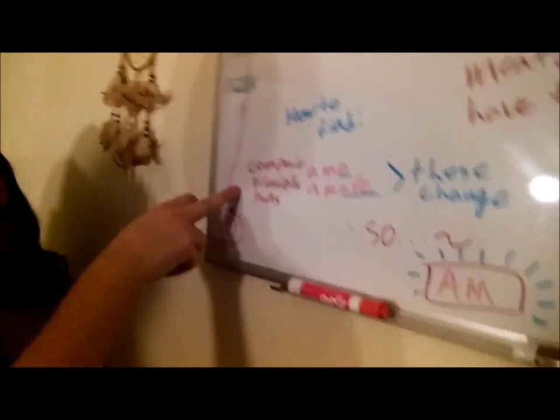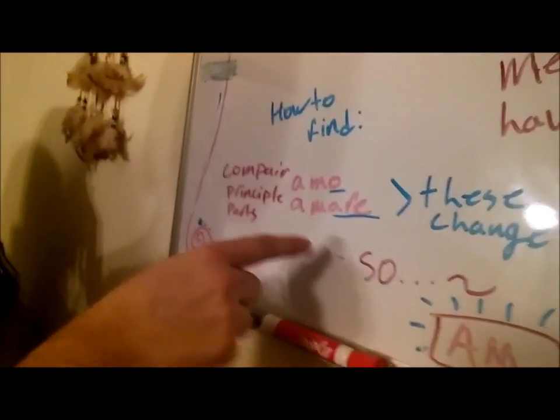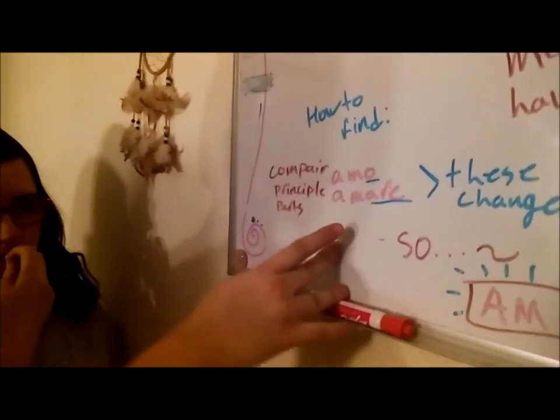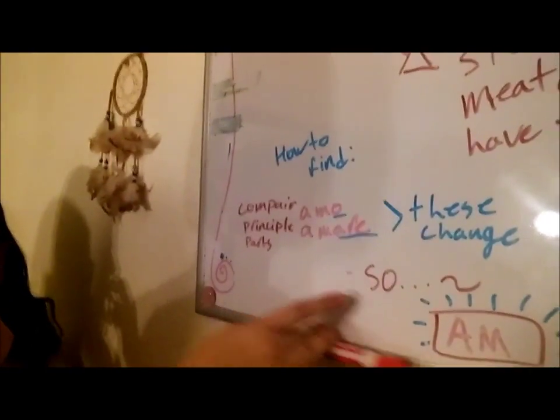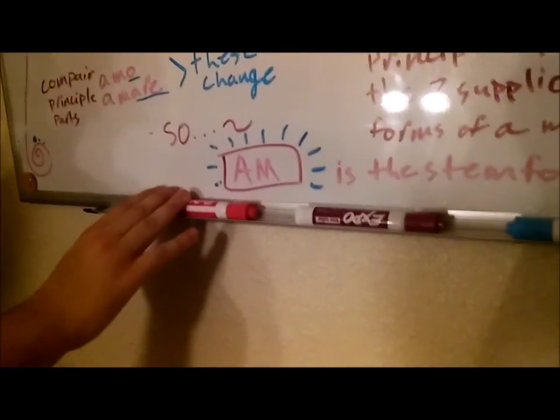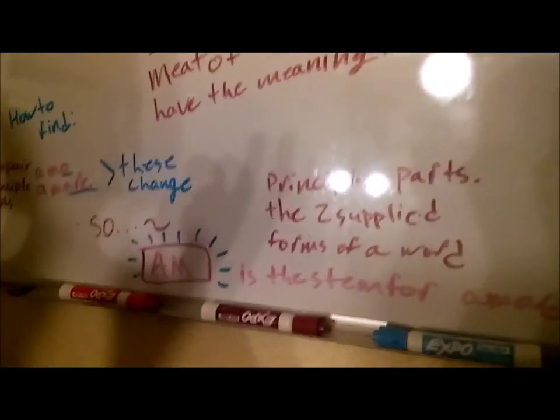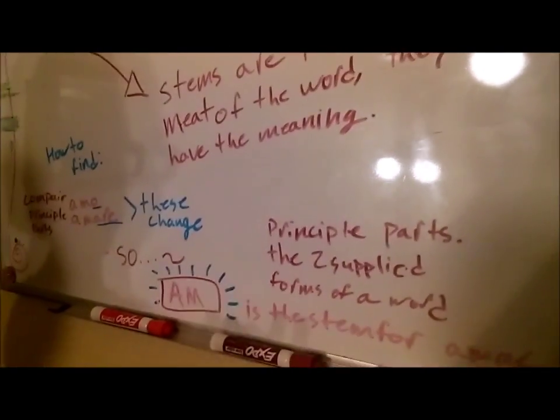How you would be able to find it is, for instance, we're to take amo. Our example is amo, amare. You compare the principal parts, and you look at the letters that change. So the O and the RE in amare change. So am is the stem. The principal parts are two supplied forms of a word.